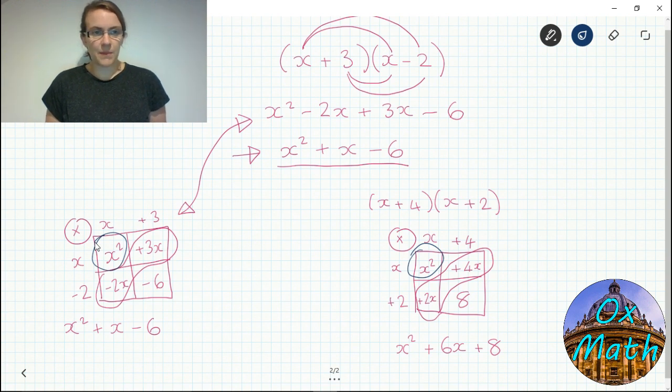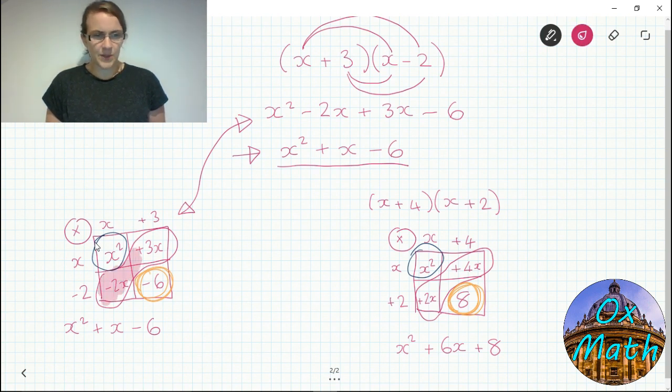That's always going to happen. It might be more than one x squared, but it will always be our x squared term, because that's the only square in the grid that has an x term times an x term. In the bottom right hand of the grid, we end up with just a constant. And again, that's always going to happen because that's the only square that has a constant times a constant.